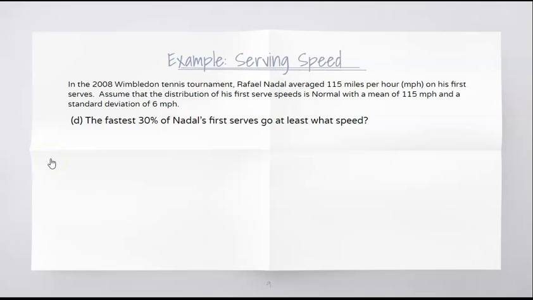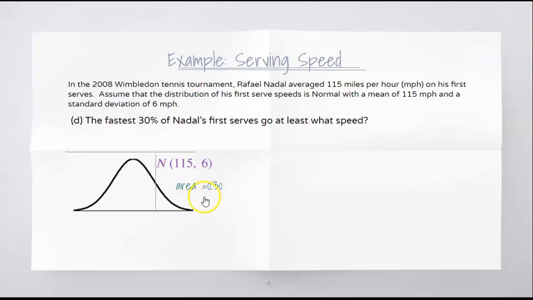Part D. What's the fastest 30% of Nadal's first serves go at least what speed? So again, we draw the normal curve, label it, and then think about what's going on. 30% is an area under the curve, and it wants the fastest 30%. So fastest makes it fall on the right tail. Slowest would be on the left tail. But we want the fastest 30%.